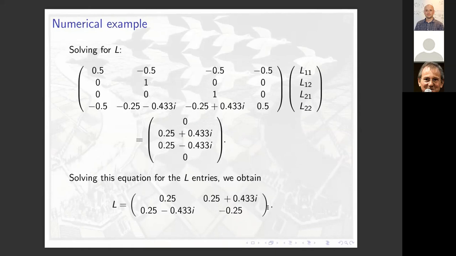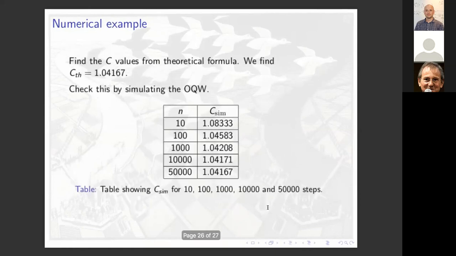So now we're gathering the pieces to actually calculate the variance, the sigma squared, or the C, like I've written here. Using that theoretical formula, that analytic expression, and plugging in all of the things that we found for the steady state and the L matrix and so on, we calculate a theoretical value to be equal to that. Okay, so that's what we've got.